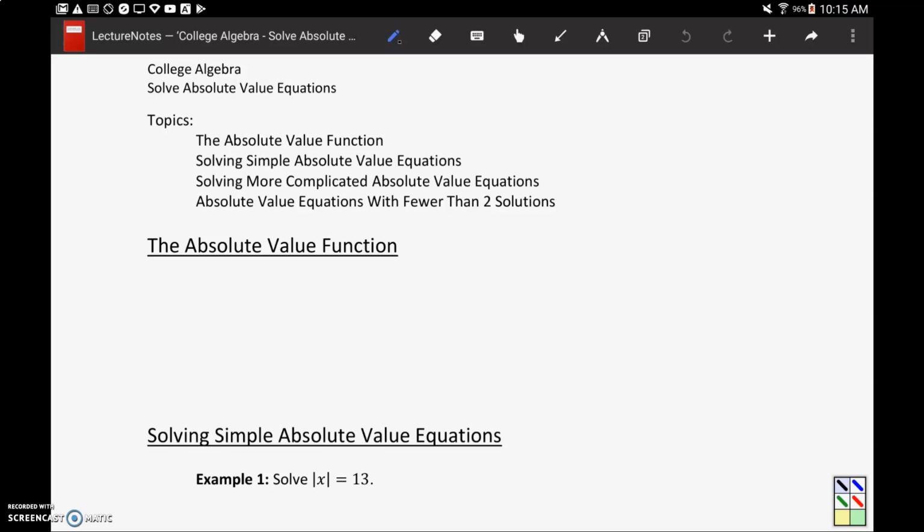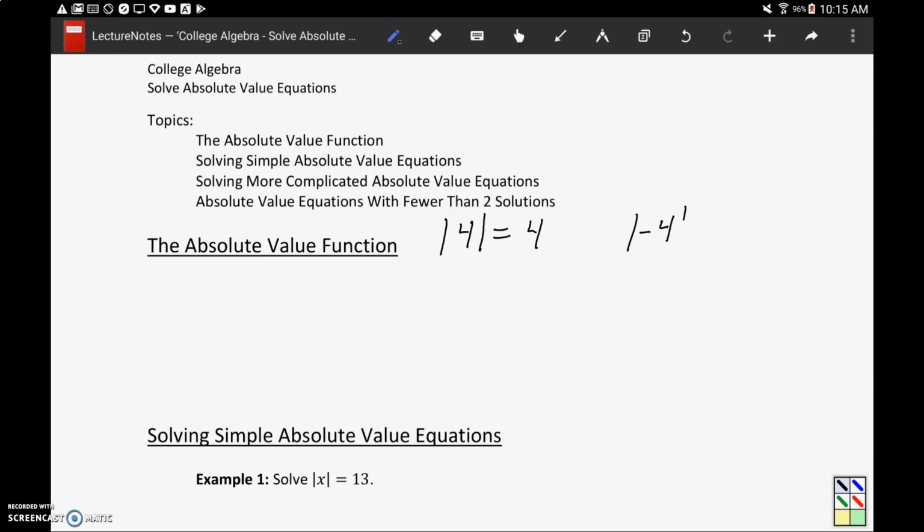Before we get into solving absolute value equations, we want to talk a little bit about the absolute value function and review a little bit about what the absolute value of a number or an expression actually means. So when we talk about the absolute value, say the absolute value of 4, the simplest way to explain what the absolute value is that it takes whatever is inside those absolute value bars and makes it positive.